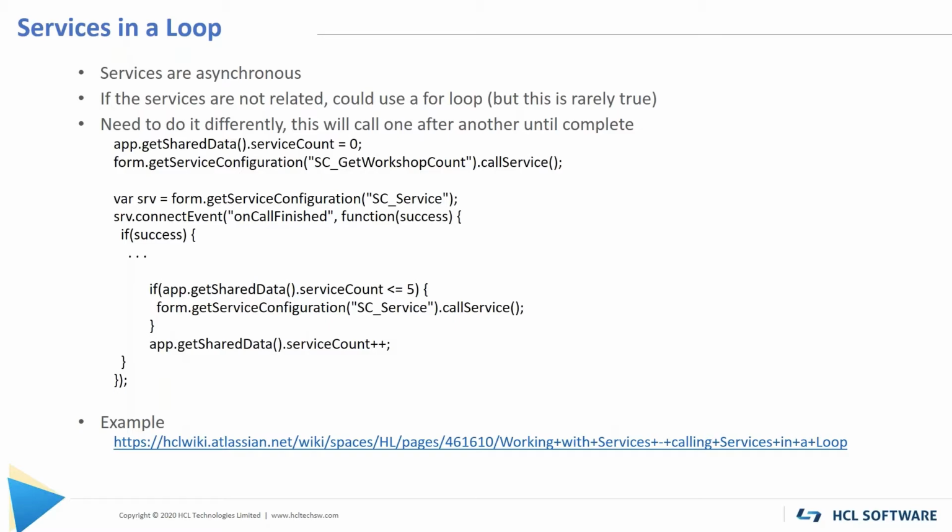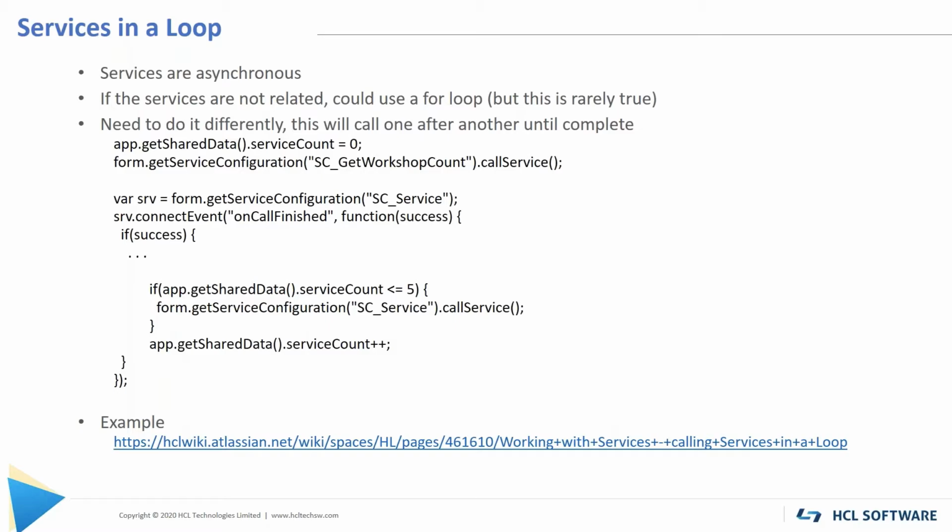You can't just say for i is less than 10, go, call this service 10 times, because they're all going to be stepping all over each other. And because you're sharing inputs, or maybe because you're sharing the outputs, it's just going to be a mess. You're not going to get the intended result.